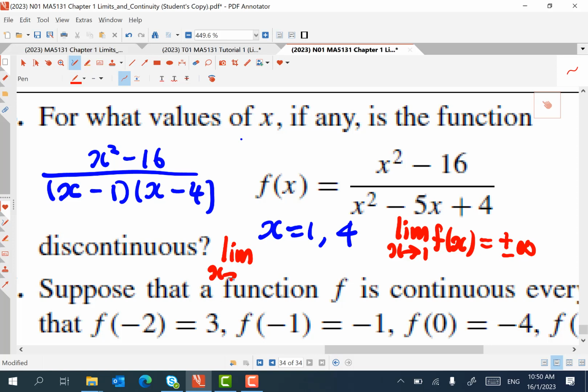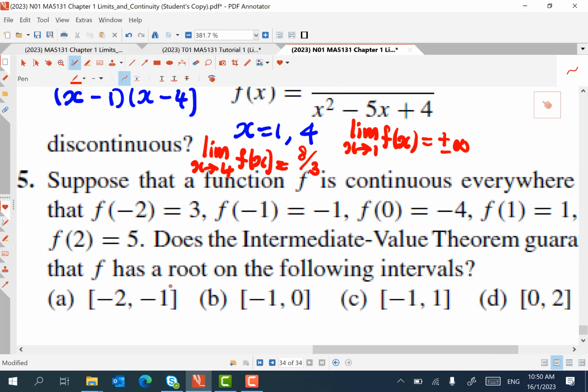Then when x goes to 4, it's going to be 8 over 3. I think it's 8 over 3. Let me know if I got it wrong. In any case, what I'm trying to tell you is, when x approaches 4, it's actually a finite value. And because it is a finite value, that tells you that the discontinuity at x equals 4 is removable.